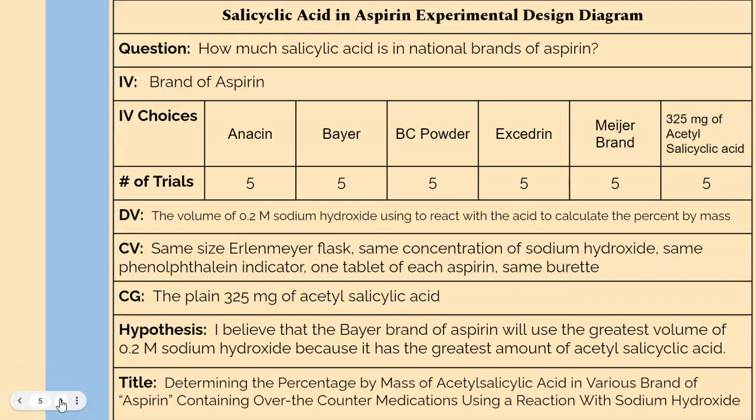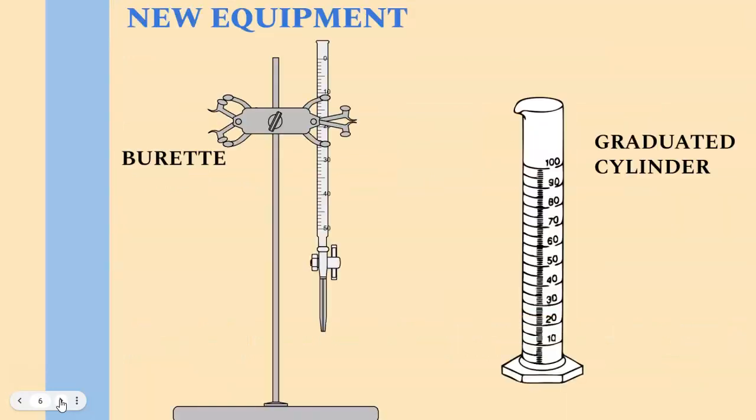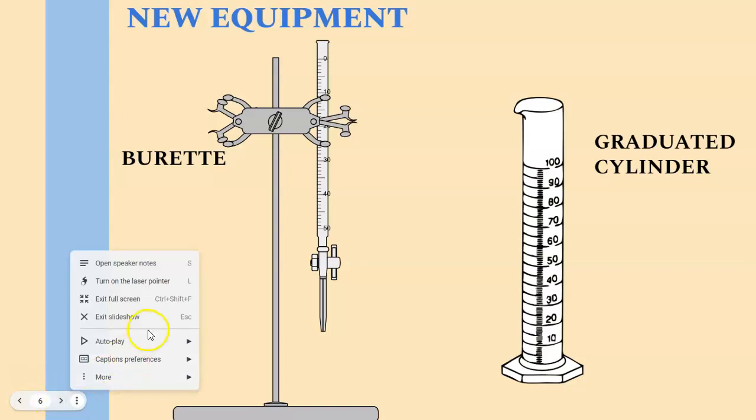So here's our ed. Now we're going to take this information and put it into a procedure. First, though, I want to introduce you to a new piece of equipment called a burette. So this is a burette. You can see it on the left here.